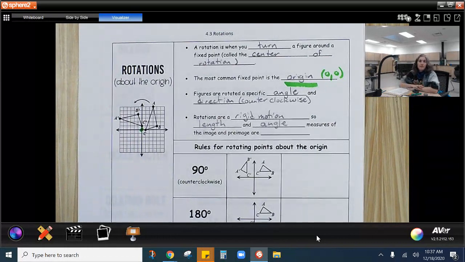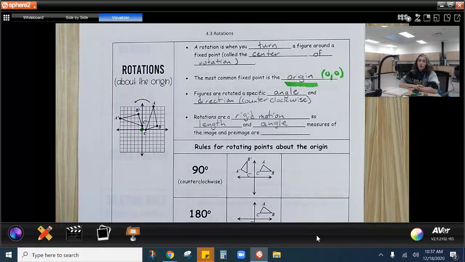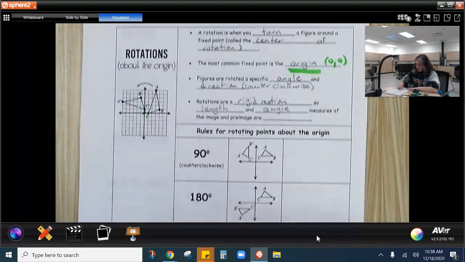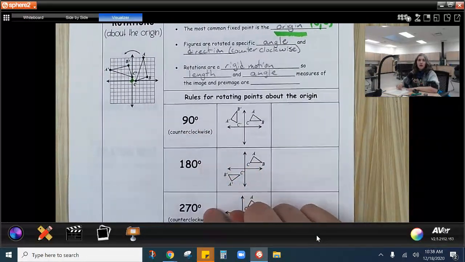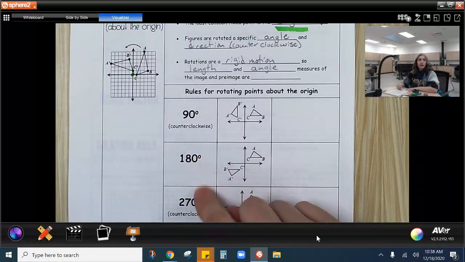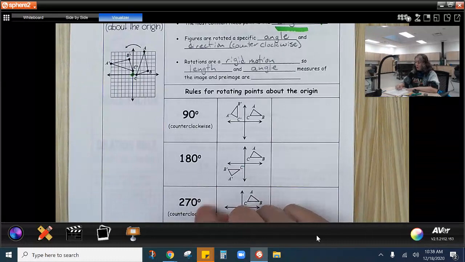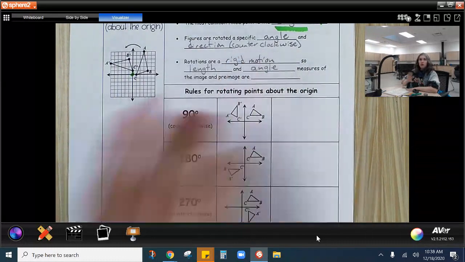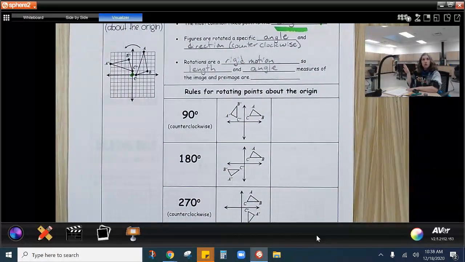Now, we could rotate them any angle. We could do 30, 15, 97, right? We could do any angle. We have some that we typically use, though, and that would be 90, 180, and then 270. Those are the typical angles that we use. And we always do it in a counterclockwise motion. Okay, so we do it to the right. Or to the left, to the left.